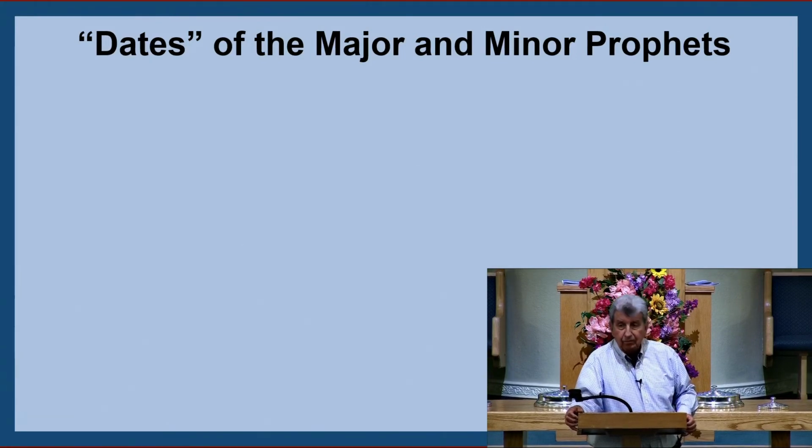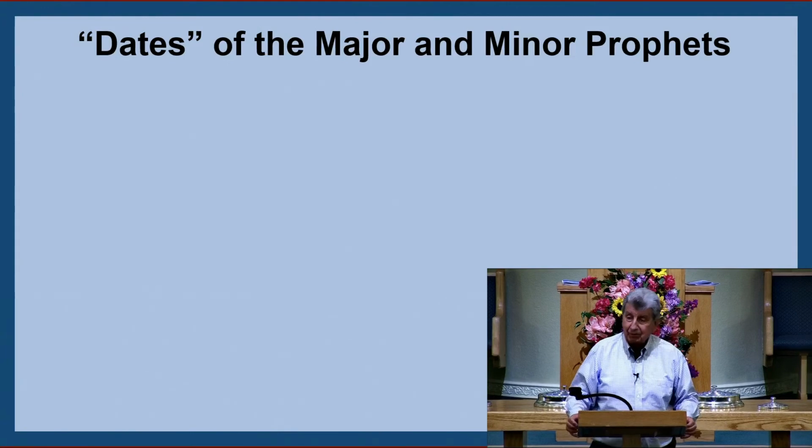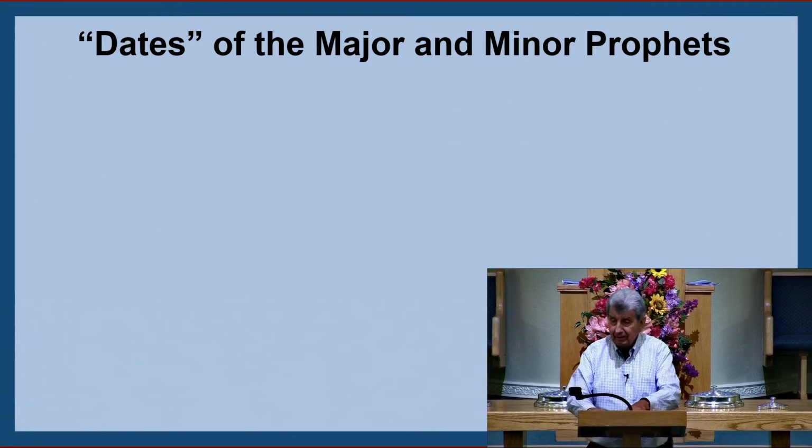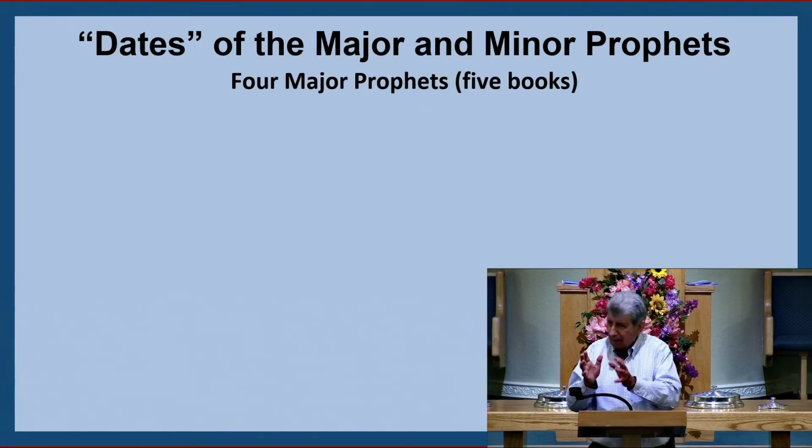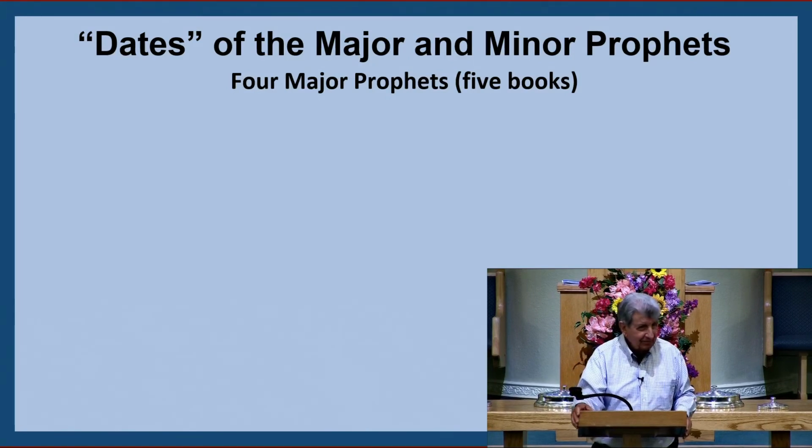Well, the Jews are the ones who arranged the books in that particular order. They did a reasonable job in putting them in a proper way. They were not necessarily trying to put it exactly in the proper order, but they are the ones who made the division of the major prophets and the minor prophets. How many major prophets were there?